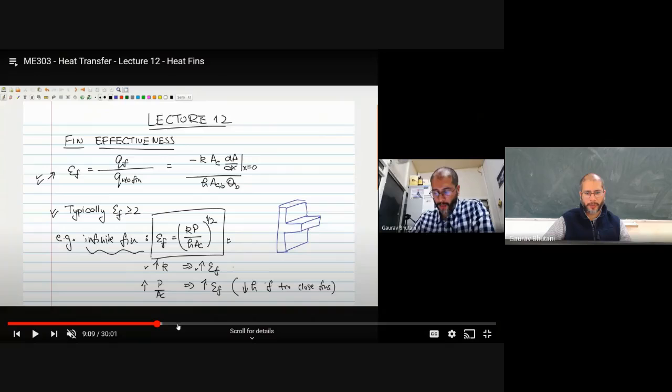Next, we analyzed the fin effectiveness for an infinite fin and got some intuition as to how the effectiveness changes with different parameters like the thermal conductivity of the fin, the ratio of the perimeter to the cross-section area of the fin, and the heat transfer coefficient h of the fin-fluid interface.